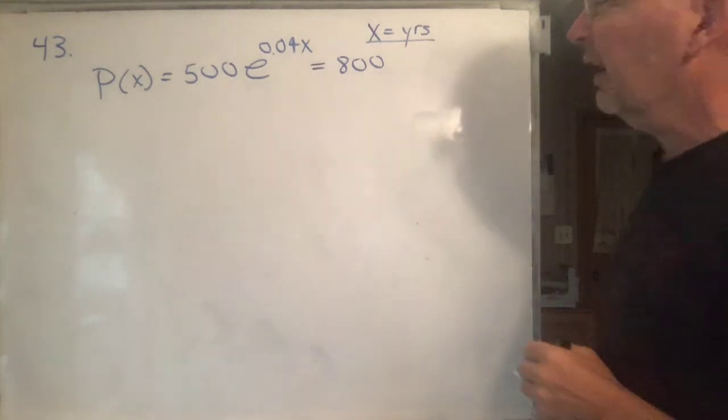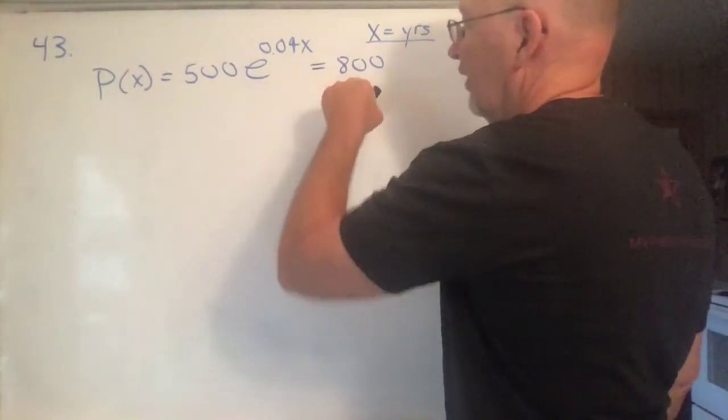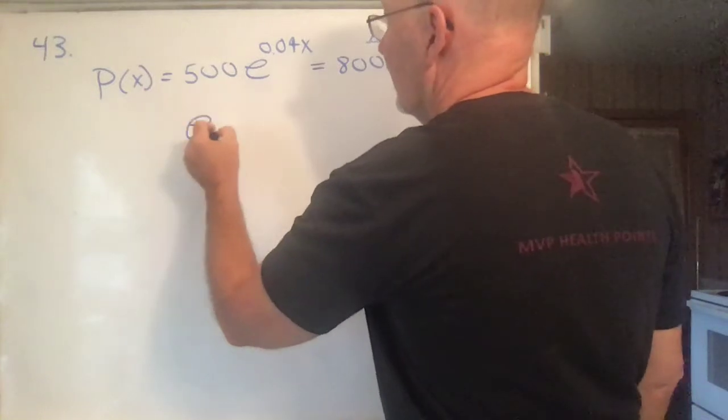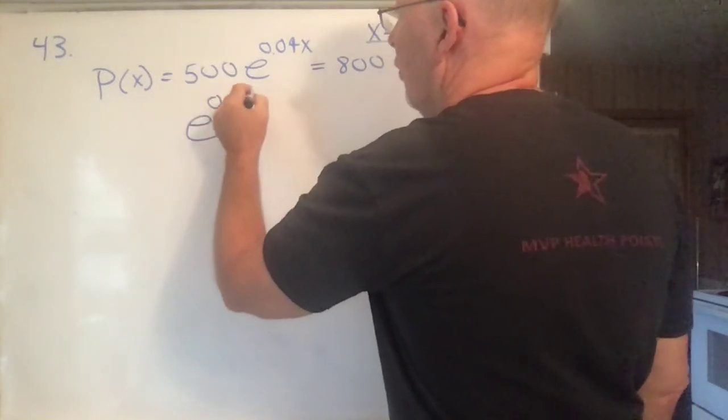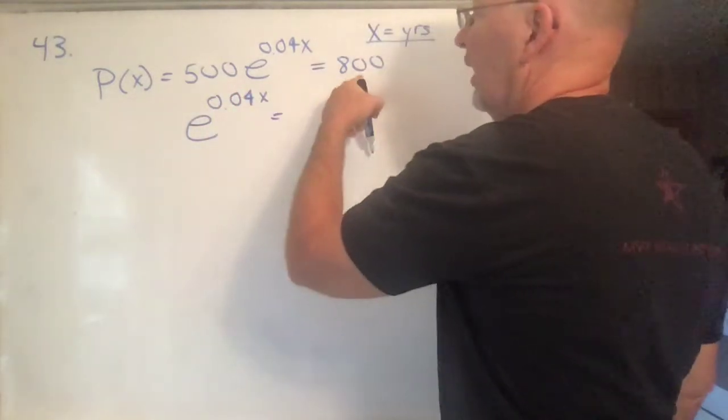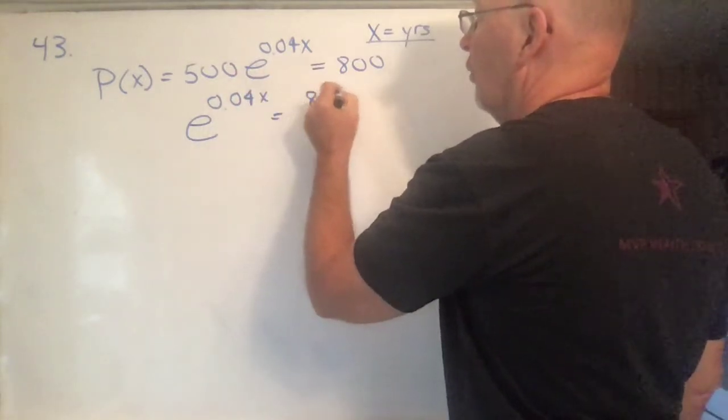So we solve that for x. How do we do it? We divide both sides by 500, and we get e to the 0.04x is equal to 800 over 500.